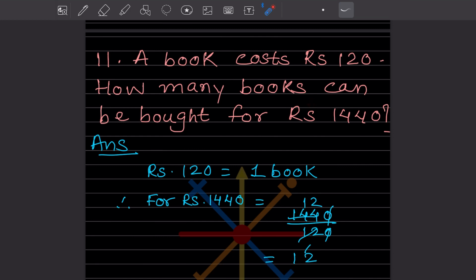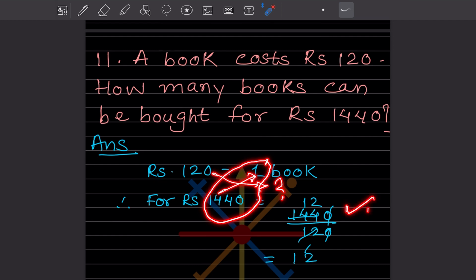So the next one: a book costs rupees 120. How many books can be bought for 1,440? See here, for rupees 120, that is one book, so for rupees 1,440, what will you do here? See, these are rupees together, correct? And here we want the number of books, which we don't know. So when you cross multiply, always, what did I say? The two numbers that we come across on this line will be in the numerator.